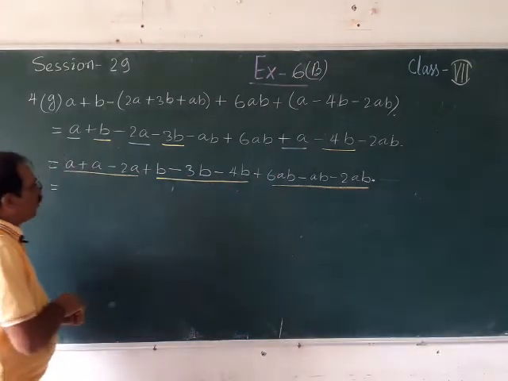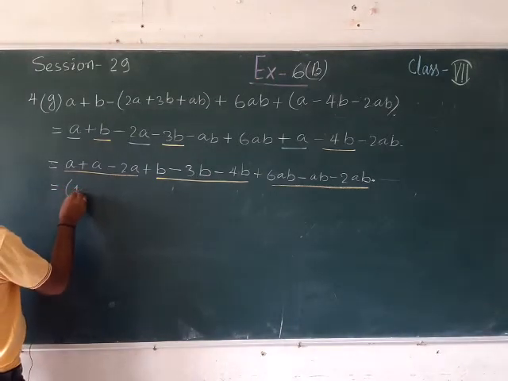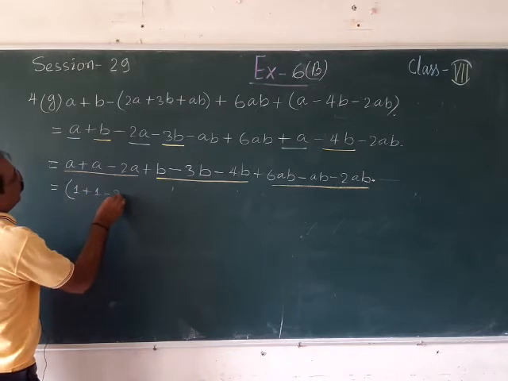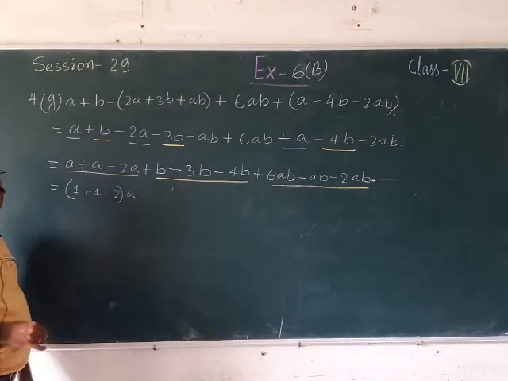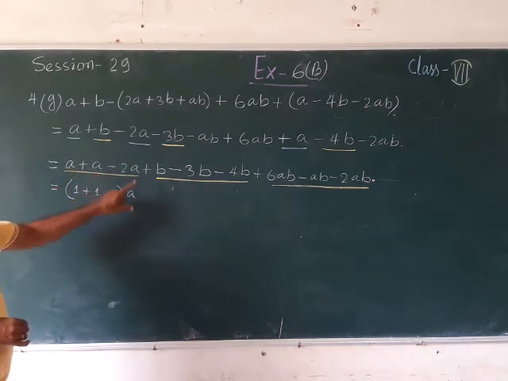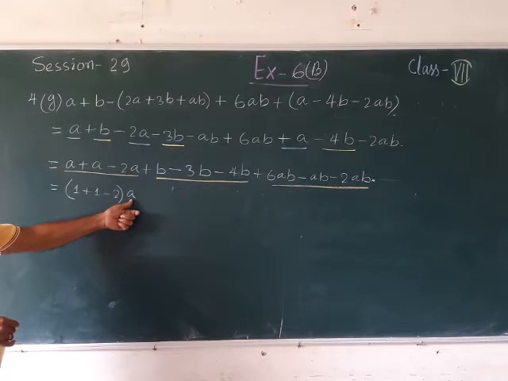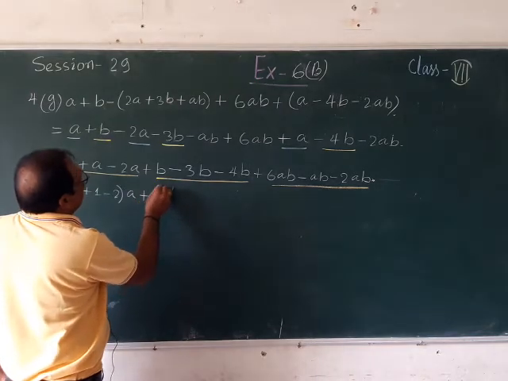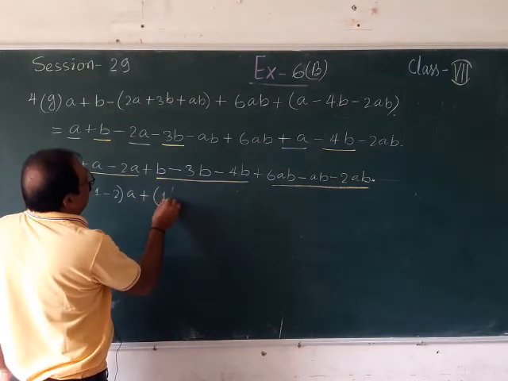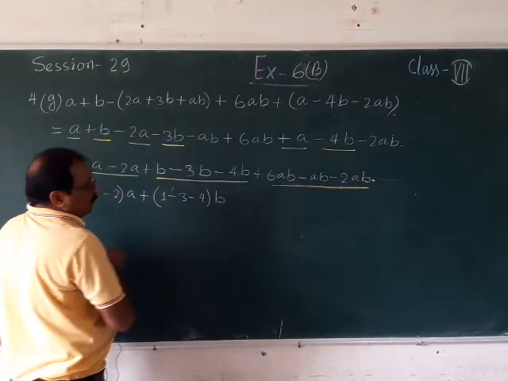So what to do? One step, a can be taken as common, so 1 plus 1 minus 2 can be written here, and here a can be taken as common because everywhere a is there. So a you can take out of the bracket. It is known as taking the term common. Then in the same way I am giving plus sign in bracket. Here it is 1, then minus 3, then minus 4, and I am writing here b.